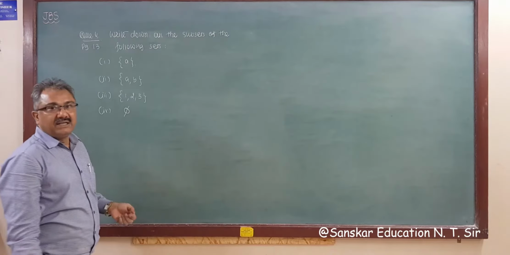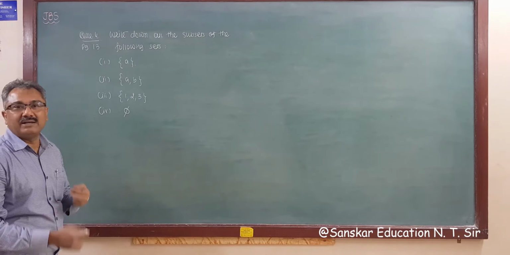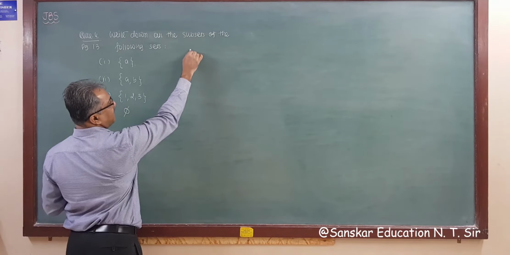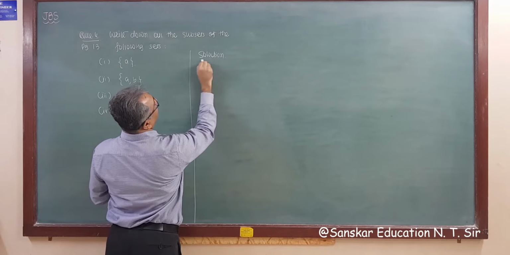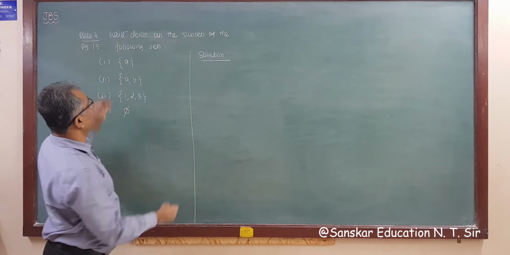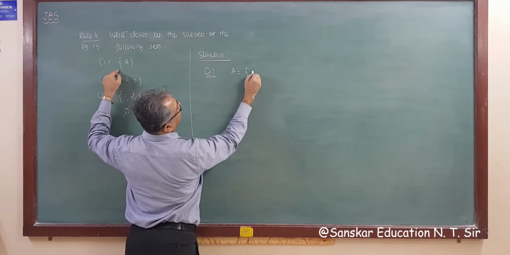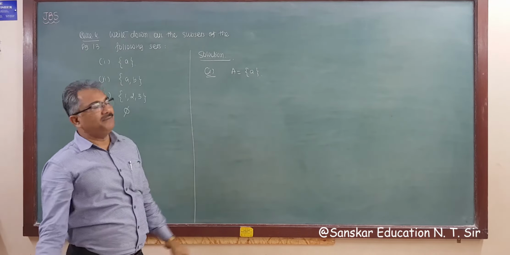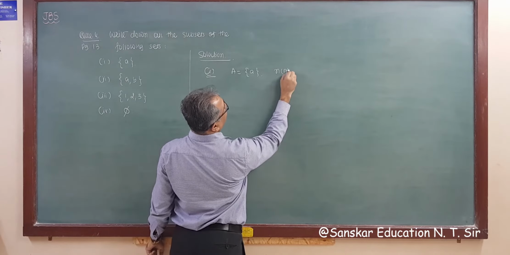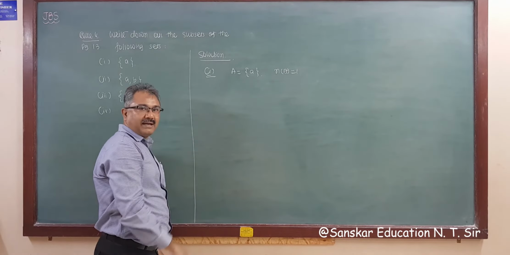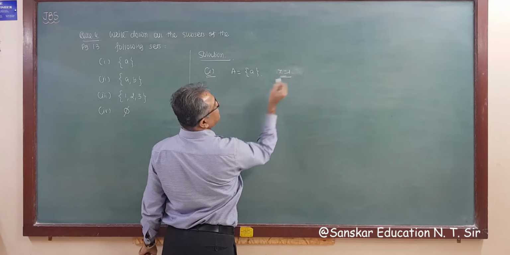Okay. Question number 4. Write down all the subsets of the following sets. We have to write the subsets, right? So I'm writing the solution from here. For the first, suppose A is equal to {a}. So the number of elements in set A is 1. That is, n(A) is equal to 1. Either you can say n is equal to 1. How many elements? n is equal to 1.